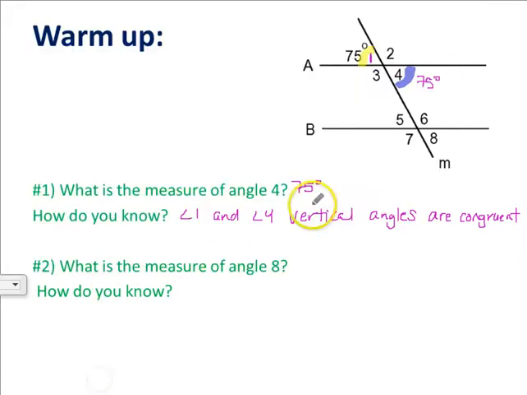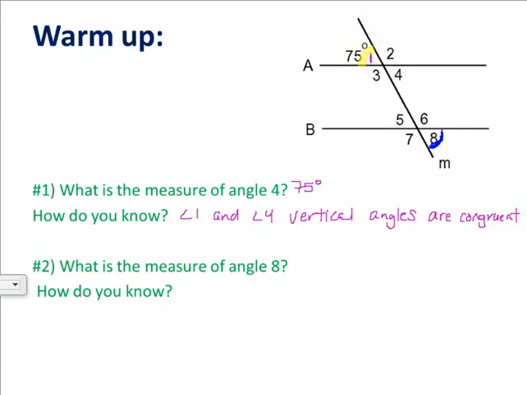Alrighty, let's look at question number 2. It says, what is the measurement of angle 8? Well, angle 8 is down here. I'm going to go ahead and erase what we did up here. What do we know about the angle pair of angle 1 and 8? So remember, angle 1 is that angle that has the measurement of 75 degrees that is labeled. So angles 1 and 8, what type of pair of angles are they?